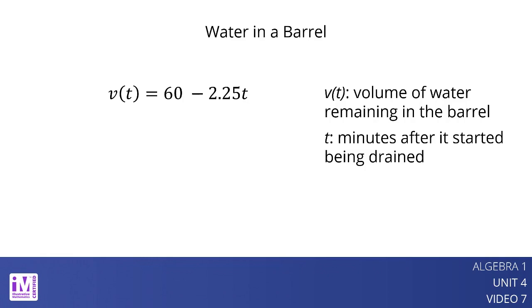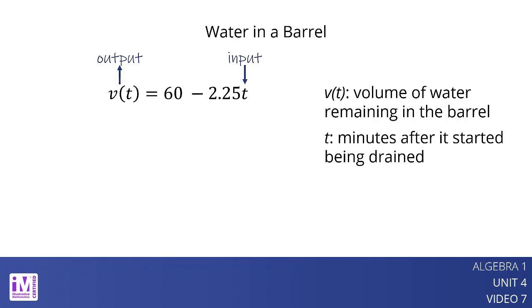This equation helps us find the output, v of t, when we know the input, t. Suppose we want to know how long it would take before the barrel has 20 gallons of water remaining, or how long it would take to empty the barrel. Let's find the inverse of function v so that the volume of water is the input and time is the output.